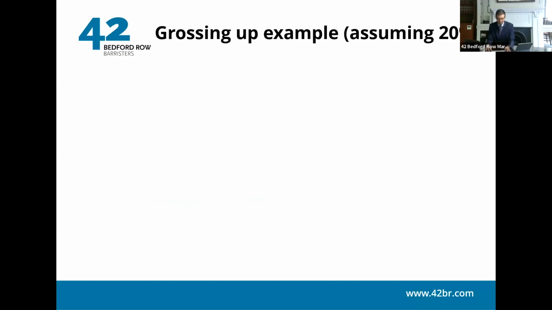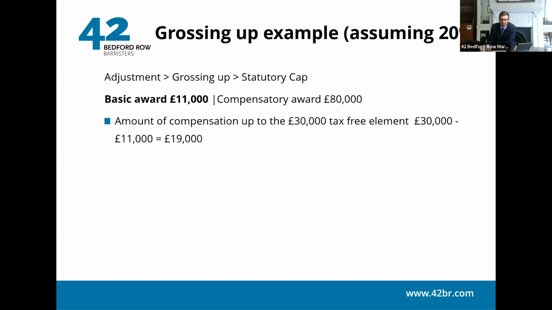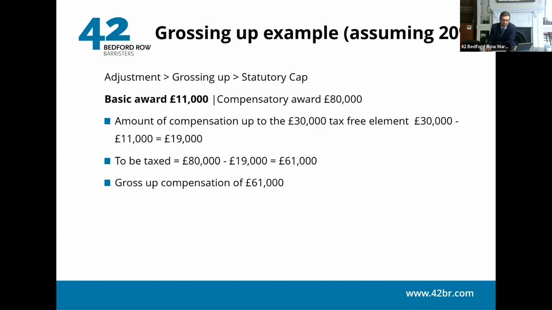Just a brief example, considering a tax bracket of 20%: adjustments, grossing up, then the statutory cap. Here, I just consider, as a rough example, a basic award of 11,000 and a compensatory award of 80,000. So you first need to consider your tax-free element. Then you can figure out what is the bracket to be taxed, and gross up that part of the compensation. So here, considering a 20% tax bracket, that means dividing by 0.8.